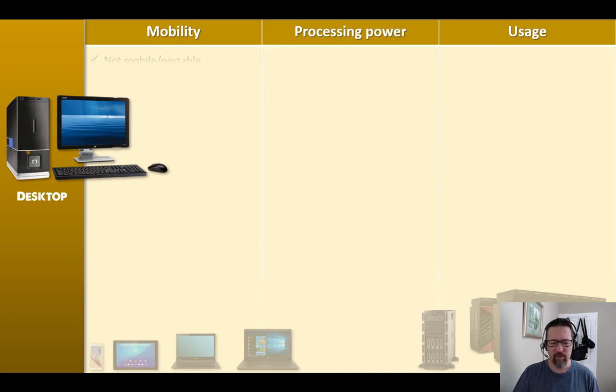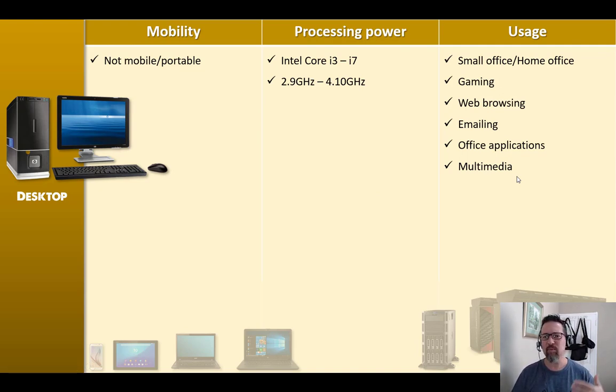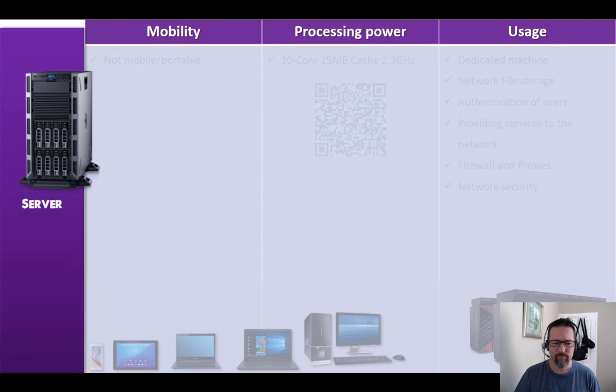The desktop. The desktop is not mobile. You can't just pick it up and walk around. The Intel Core i3 to i7 is where we would have the processors, 2.9 gigahertz up to 4.10. Small office, home office usage, gaming, web browsing. Do you see that? A lot of them are very similar in terms of the functions. It's just the processor, the RAM, and the mobility that makes the difference.